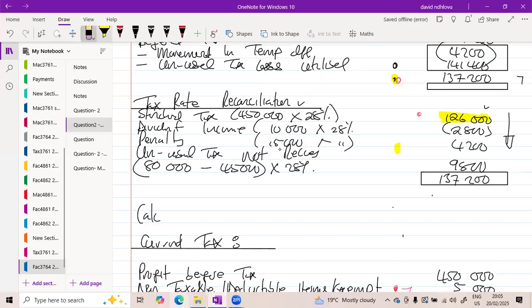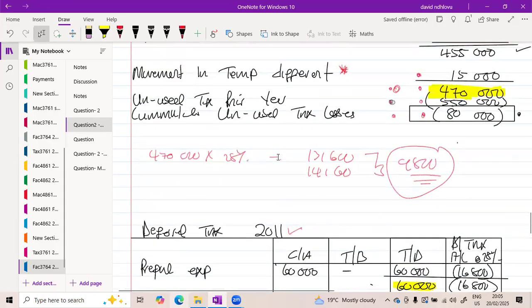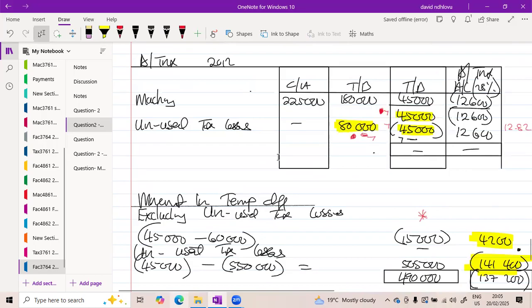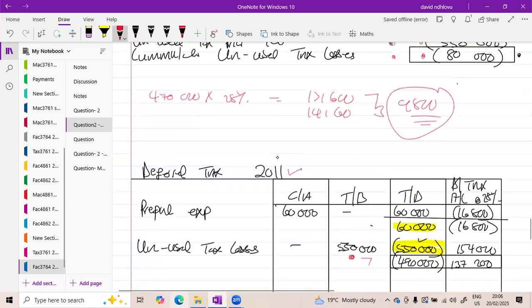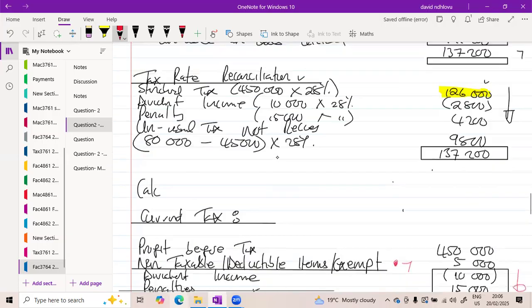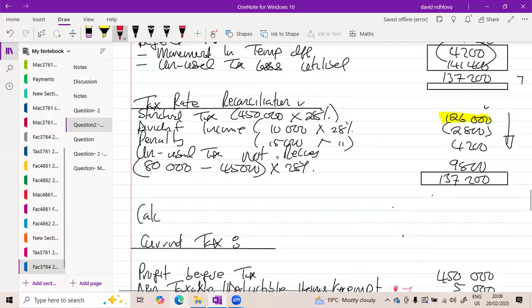Right, but you must remember that if you limited the unused tax loss here, the difference between the two, which is the 35,000 here, is a reconciling item. While you are processing the rest of the information, just remember, if there is a limitation here, when you now go to the reconciliation, you need to bring in the unused tax losses not recognized, which is that 80 minus 45 by 28. It's an addition there. Then you'll be able to balance.